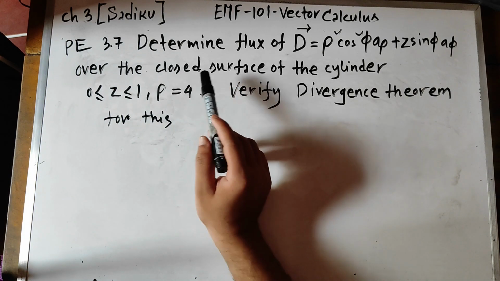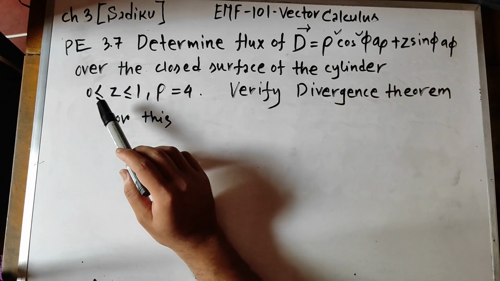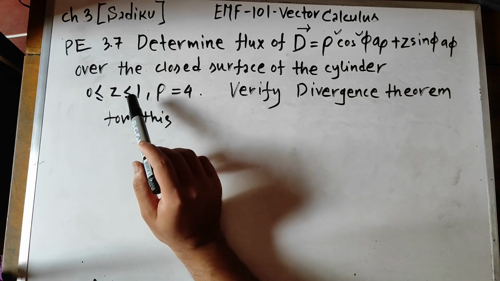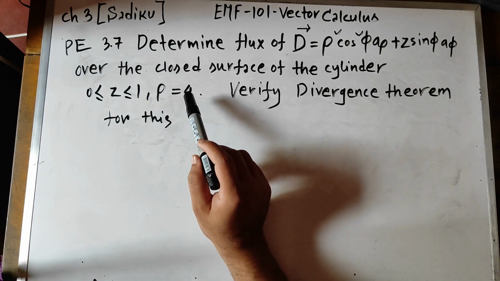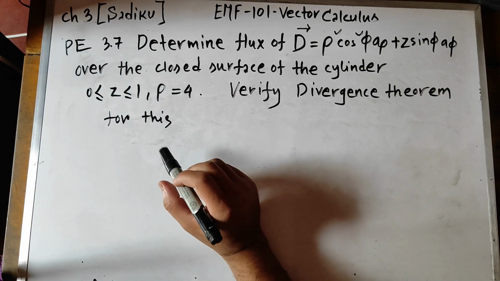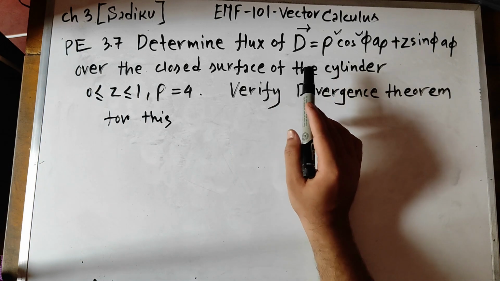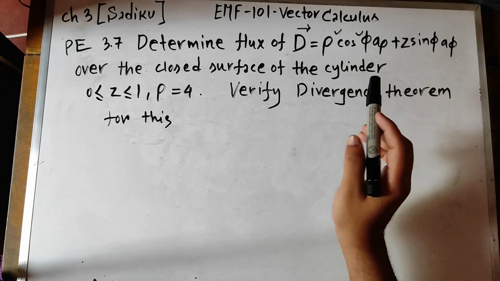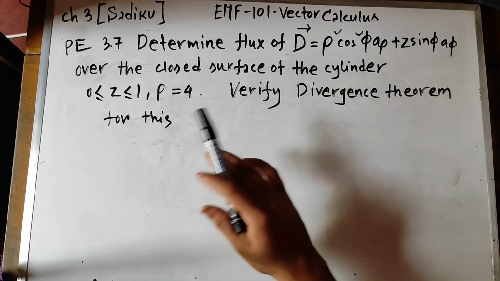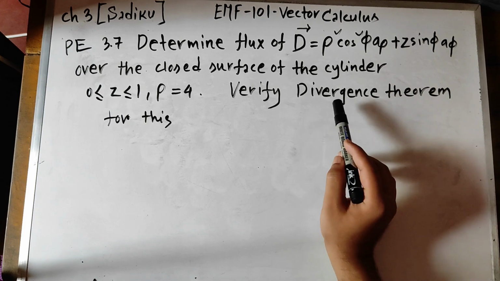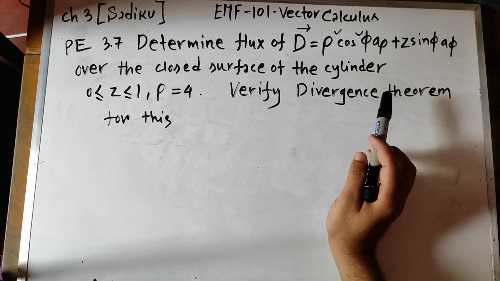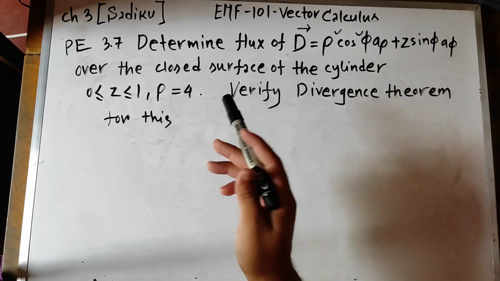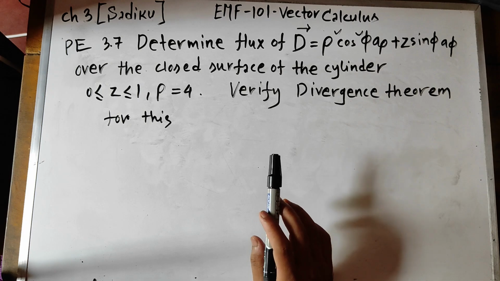over the closed surface of a cylinder, which has z from 0 to 1, rho equals 4, and we have to determine the flux, and at the same time we have to verify the divergence theorem for this case. So this is a new term, divergence theorem. So we are gonna first define the divergence theorem, explain it, and then go to the problem solving part.